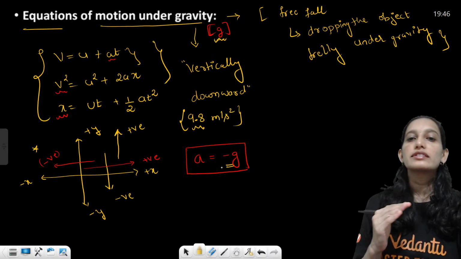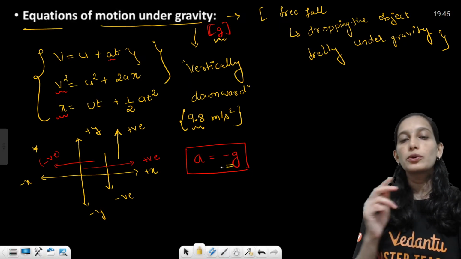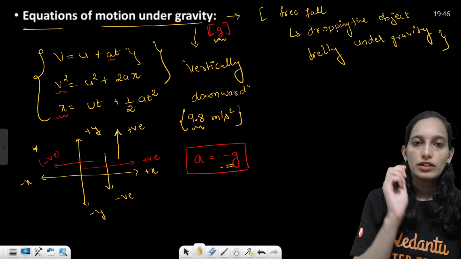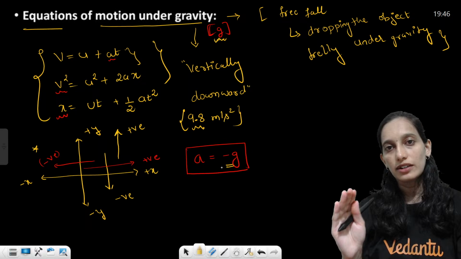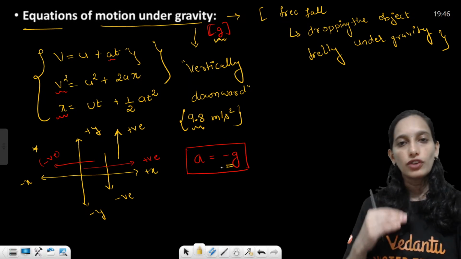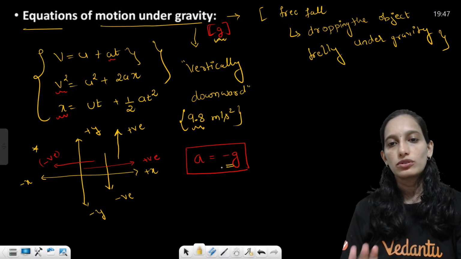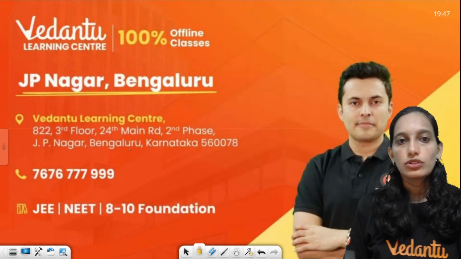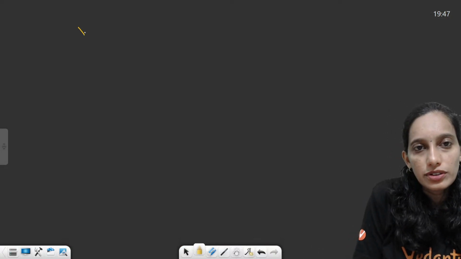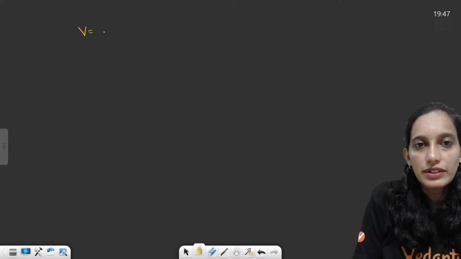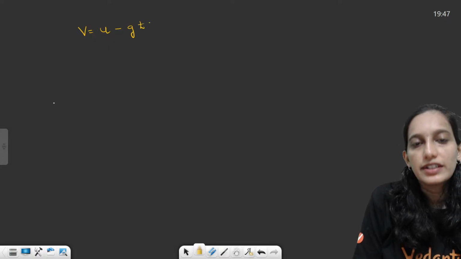Each book follows a different convention. Whichever you are comfortable with, you are free to follow, but stick to one type of sign convention. Either stick to the sign convention I say, or stick to the one you have already followed. Don't mix both. That's the only kind suggestion for you. So now if I write down the equations of motion under gravity, v is equals to u minus gt.